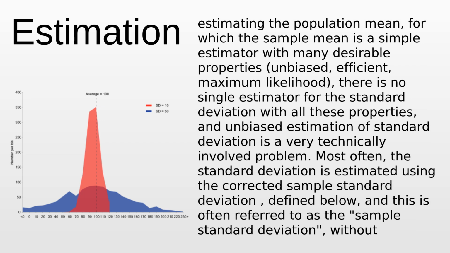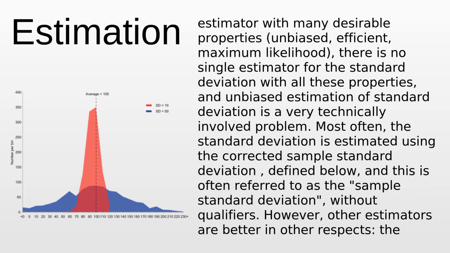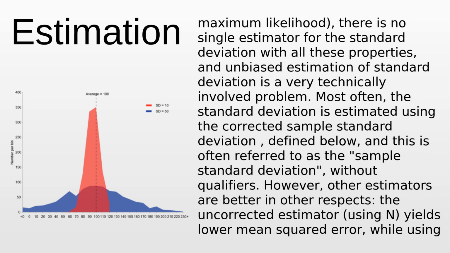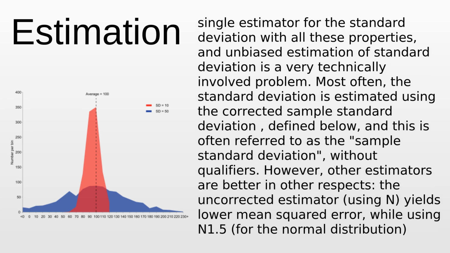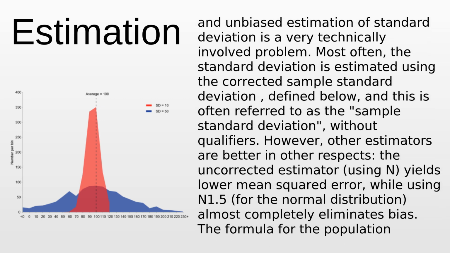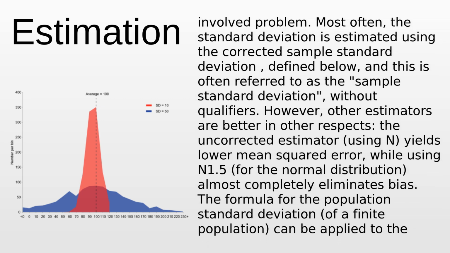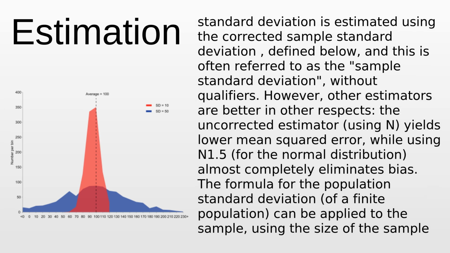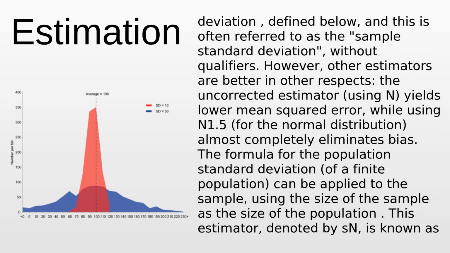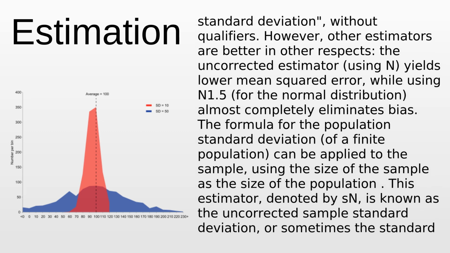Unbiased, efficient, maximum likelihood. There is no single estimator for the standard deviation with all these properties. An unbiased estimation of standard deviation is a very technically involved problem. Most often, the standard deviation is estimated using the corrected sample standard deviation, defined below, and this is often referred to as the sample standard deviation, without qualifiers. However, other estimators are better in other respects. The uncorrected estimator, using n, yields lower mean squared error, while using n - 1.5 for the normal distribution almost completely eliminates bias.